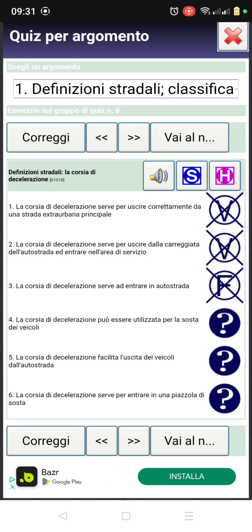So number 4, la corsia di decelerazione può essere utilizzata per la sosta dei veicoli. So this question is saying the exit lane can be used for the parking of vehicles. No. Number 5, la corsia di decelerazione facilita l'uscita del veicolo da autostrada. So this number 5 question said the exit lane makes it easy for the vehicle to exit from the highway, which they call autostrada, and it's true. Number 6, la corsia di decelerazione serve per entrare in una piazzola di sosta. So this question said the exit lane serves to enter into the resting area of the highway. No, it's false.